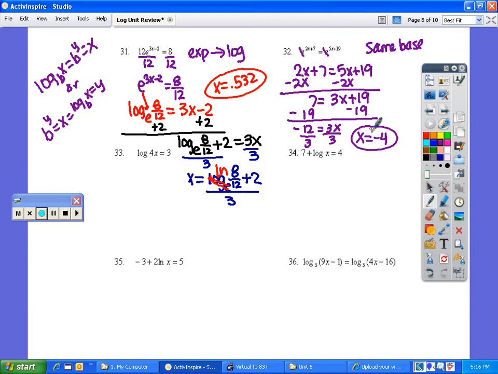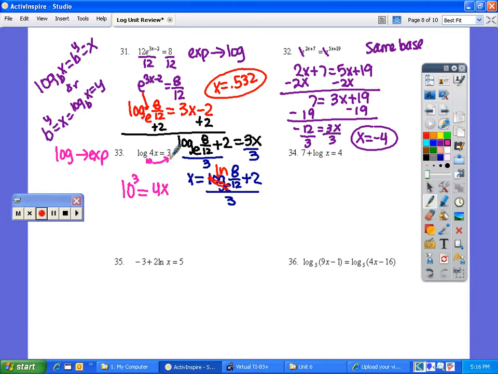Alright, the next one says log of 4x. That is an example of log to exponential, which is right here. Now, it's already isolated. The 4x is actually part of the log, so you don't have to do anything. The only thing you have to do is change it. First thing you should do is put that imaginary base of 10 so you know what base to make it for here. So I'm going to go 10 to the third power equals 4x.